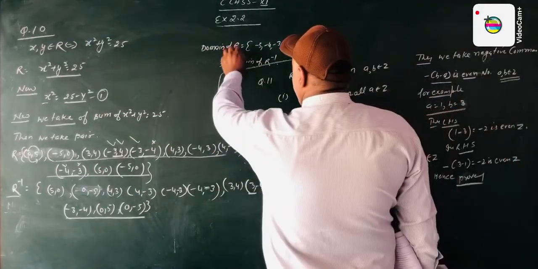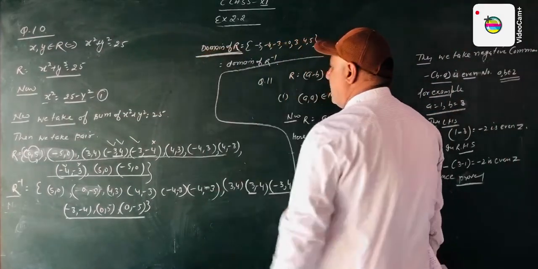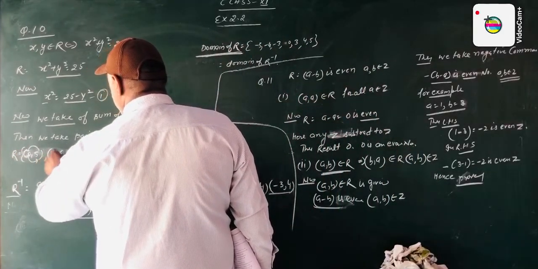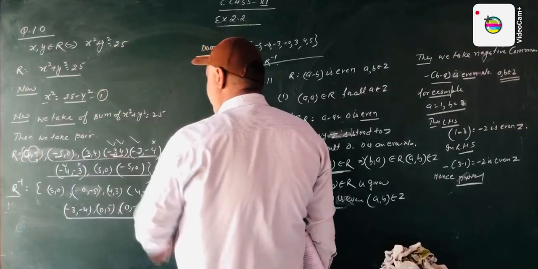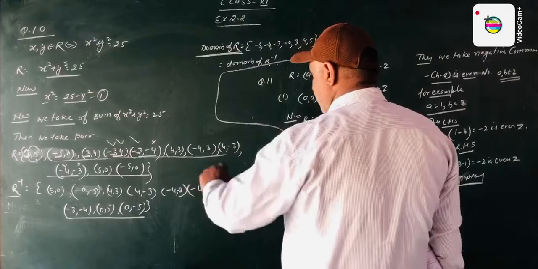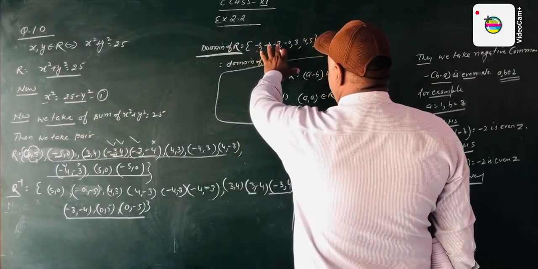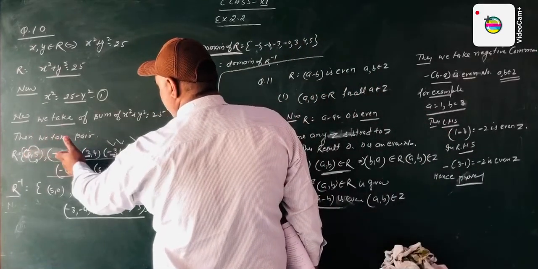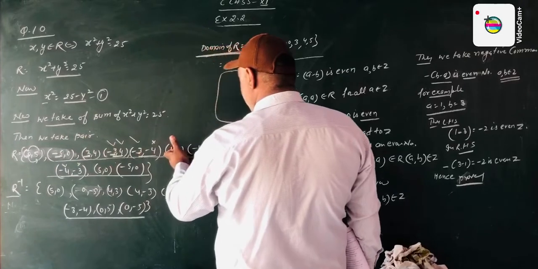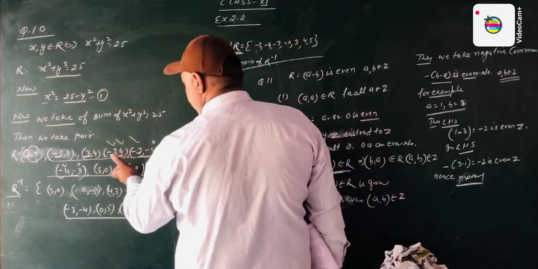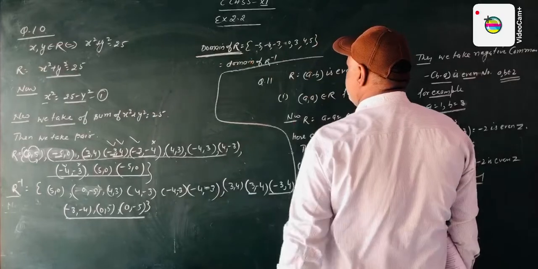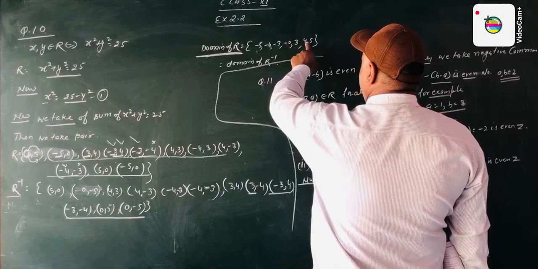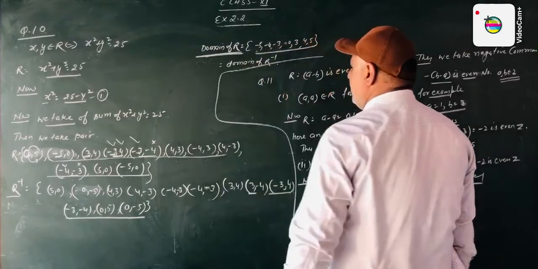Now also find the domain of R. We tell the domain of R, the first component of this. This first component of R is called the domain of R. So here the first components we take are minus 5, minus 4, minus 3, 0, 3, 4, 5. These are the domain of R.